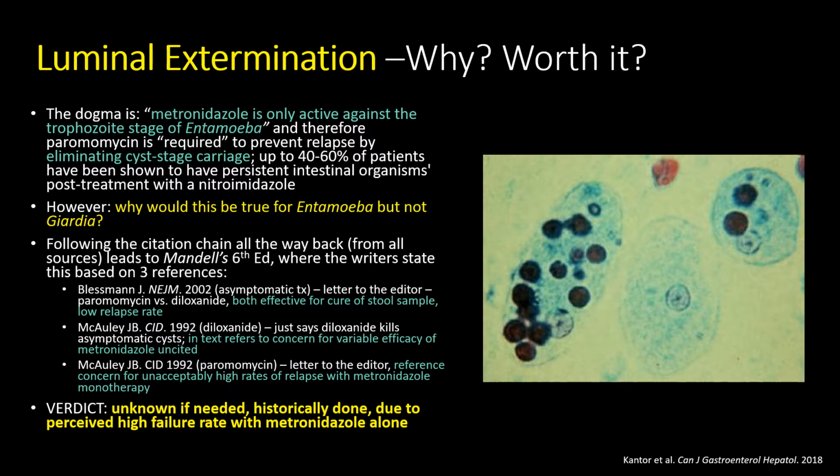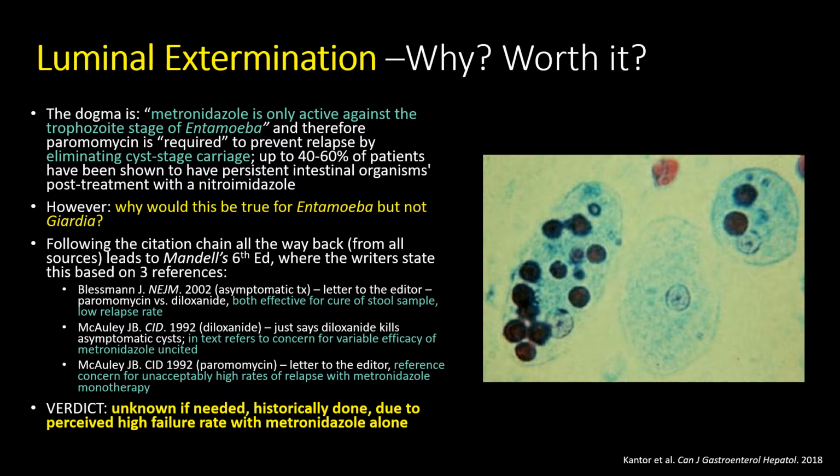It has been mentioned in some reviews and in Mandell's that there is concern for clinical failure in up to 40 to 60% of patients with metronidazole only. But this number and references to back this up are sparse. I thought, why would this be true for Entamoeba but not for Giardia, which also has a cyst stage? When I looked into the reference chains back through Mandell's to support the claim for needing intraluminal extermination, I only found 3 references used to support the claims, none of which are actually supportive.